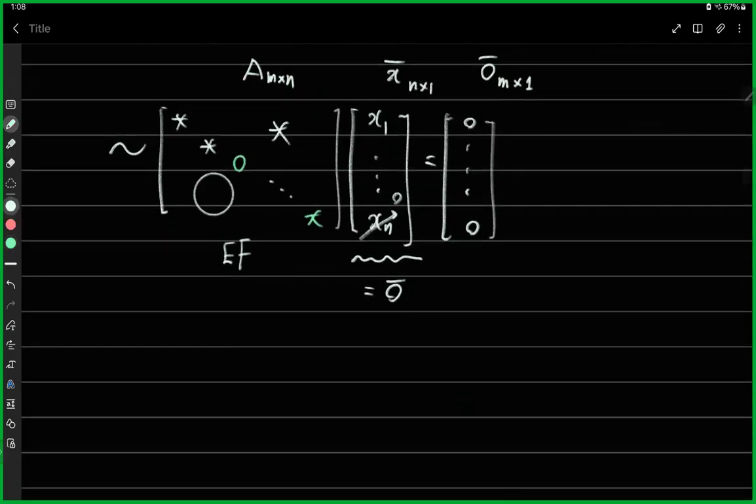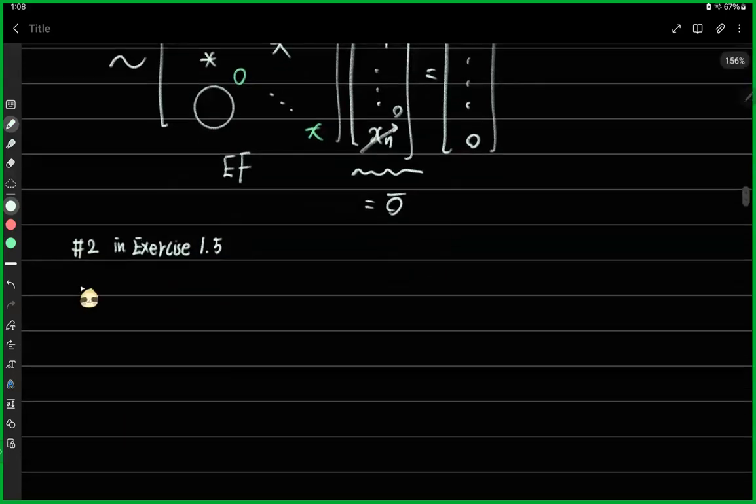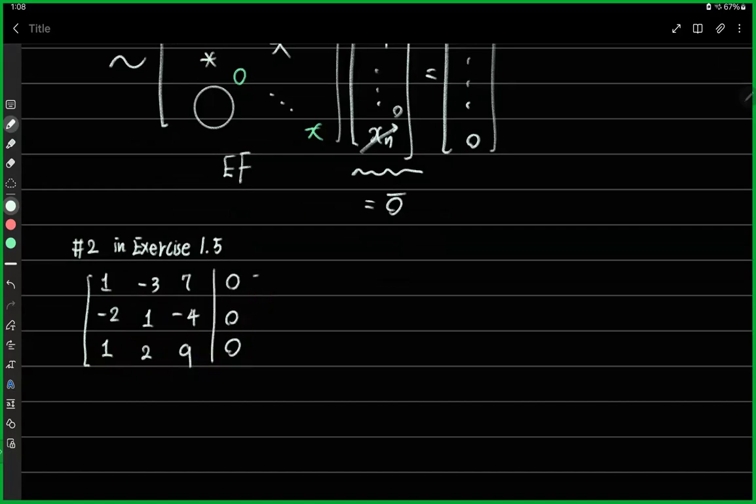Yeah, so look at examples 1 and 2 in the textbook. Okay, but let me see. This is problem number 2 in the exercise in section 1.5. So it's 1, -2, 1, -3, 1, 2, 7, -4, 9. And this is the augmented matrix like this.